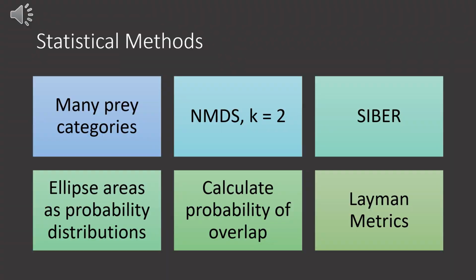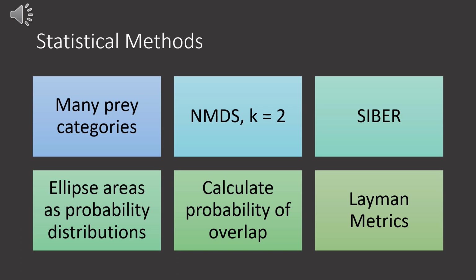Originally, the stomach content data had over 300 prey categories that were qualitatively condensed down to 34 broader categories. I condensed these down further using an NMDS with k equals 2 to make them a two-dimensional data set. I then used the SIBER package in R, which was created to model niche areas, ellipse areas based on stable isotope data, to model these two NMDS axes in place of isotopes to calculate probability distributions of those ellipse areas. And then I could calculate the probability that one ellipse was greater or less than another in size.